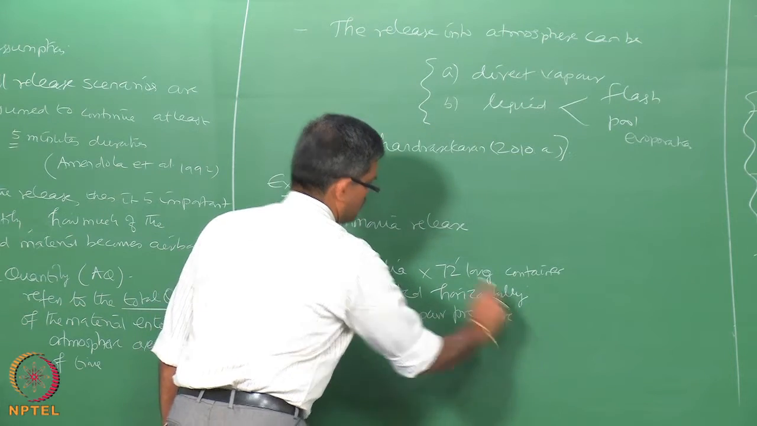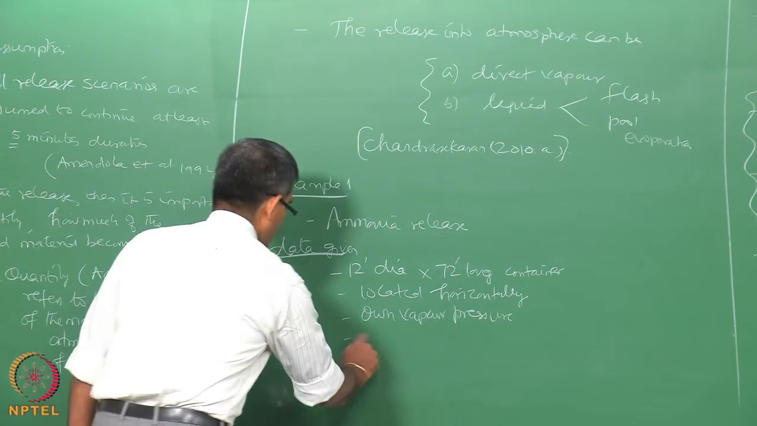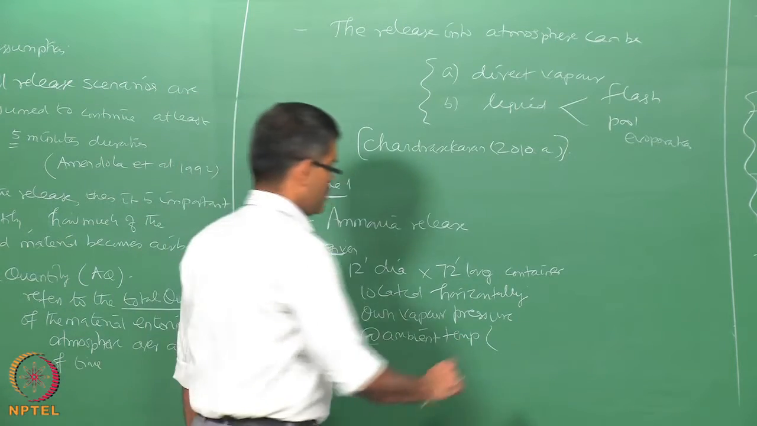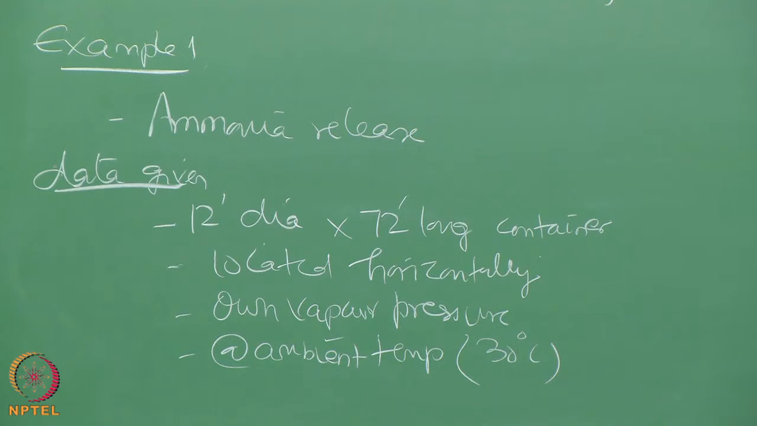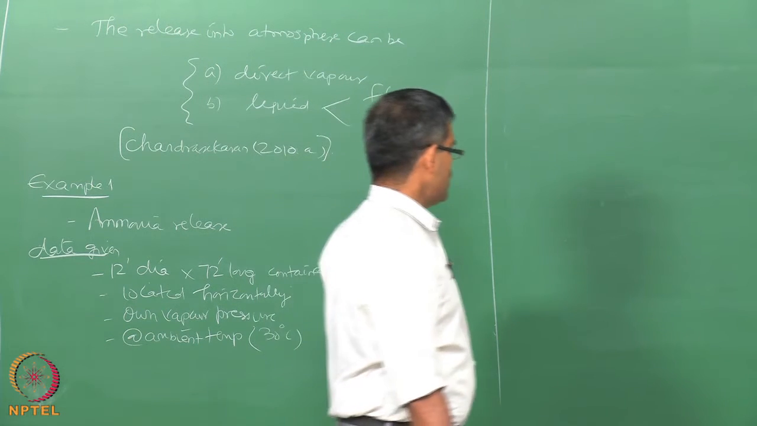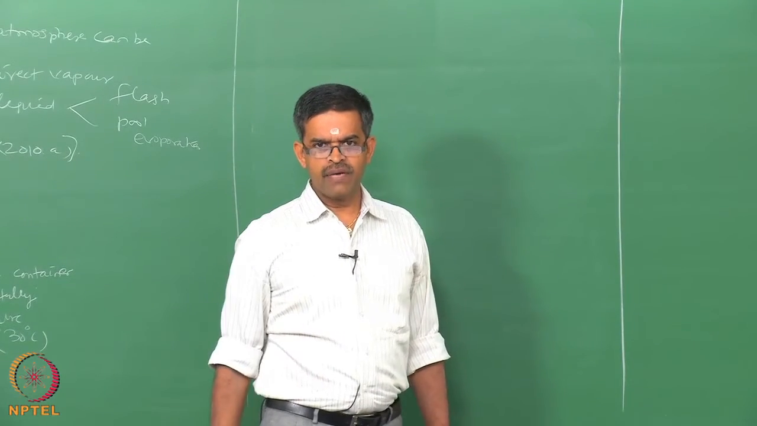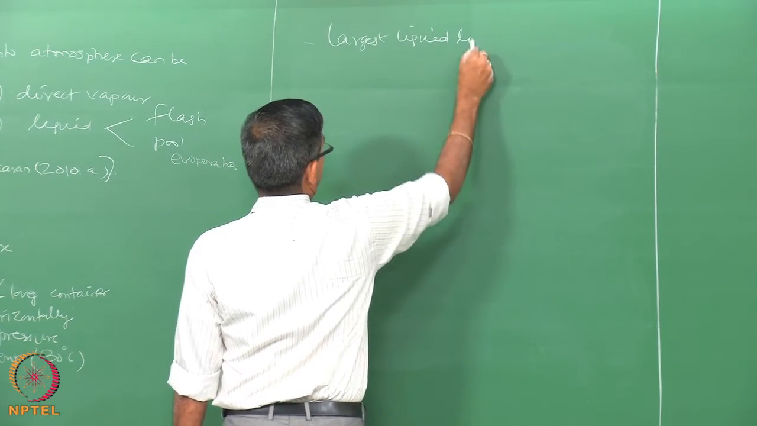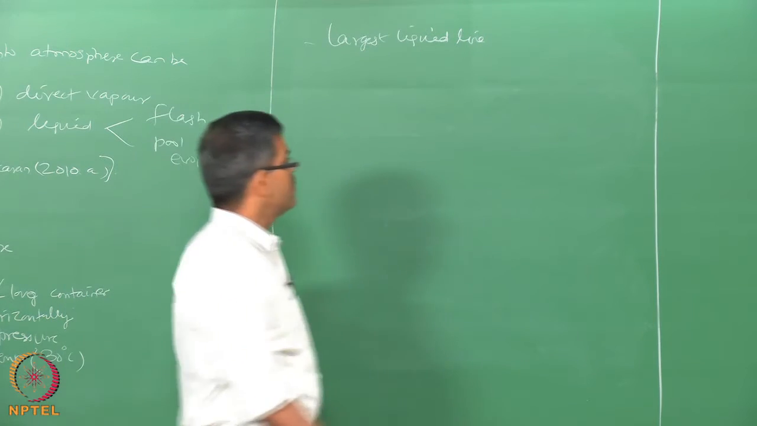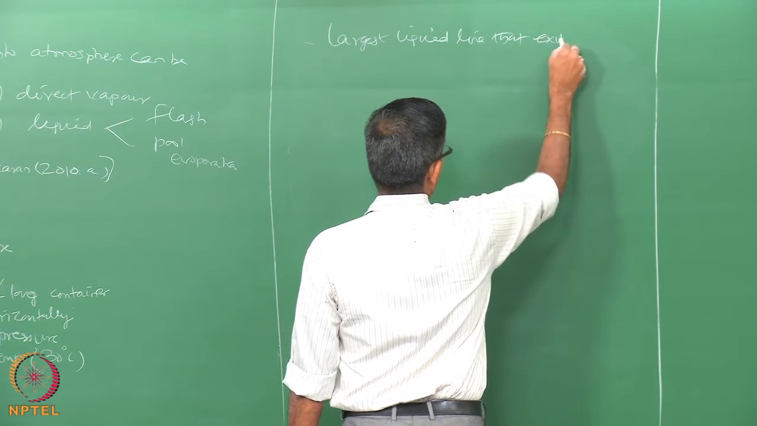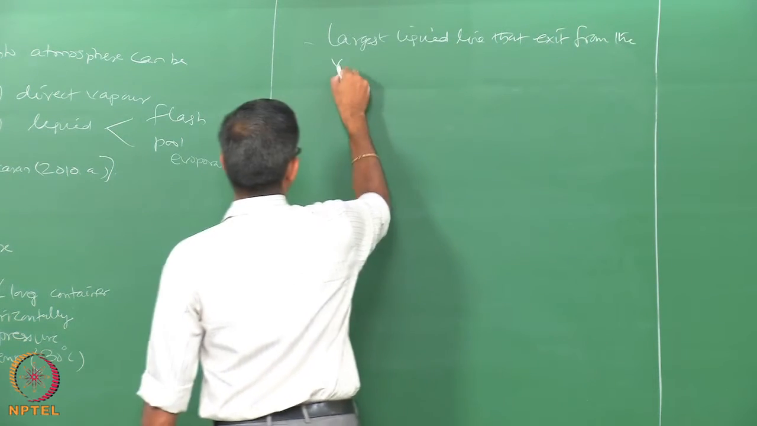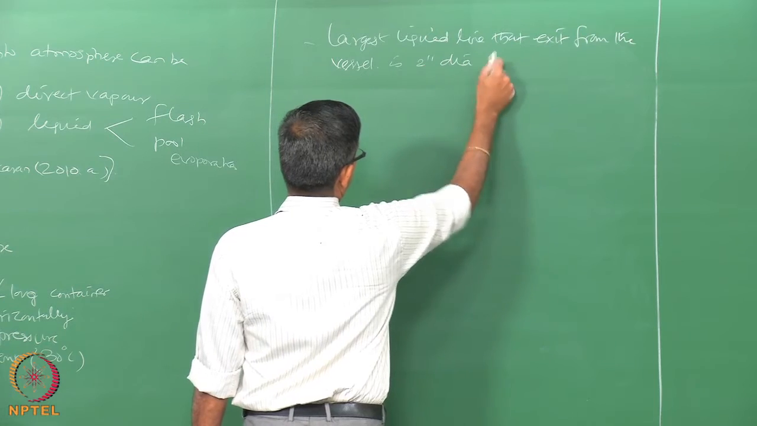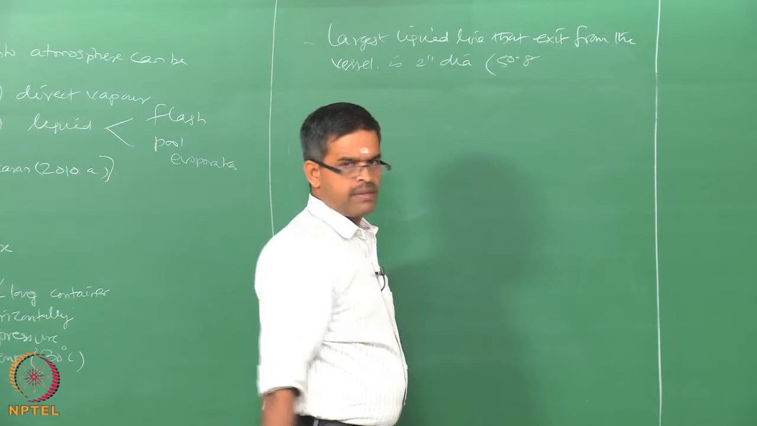These are the data given during the hazard analysis. It is stored at ambient temperature, which in that location is equal to 30 degrees Celsius. So, we want to identify the release scenario. We made an audit study, and let us say the largest liquid line that exits from the vessel is 2 inches in diameter. So, it is about 50.8 millimeters.